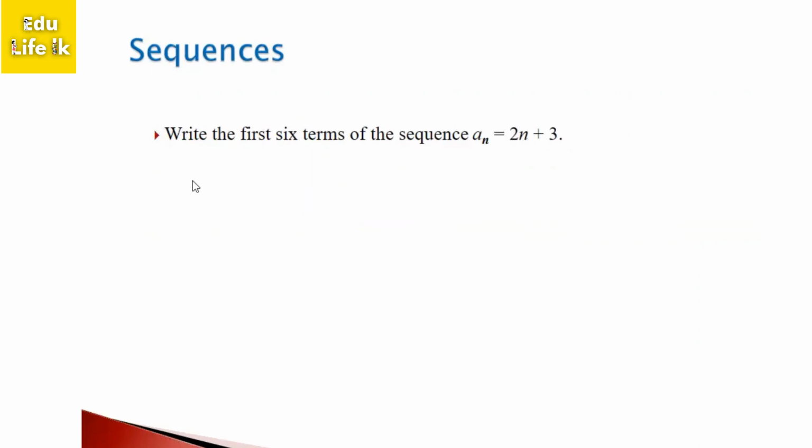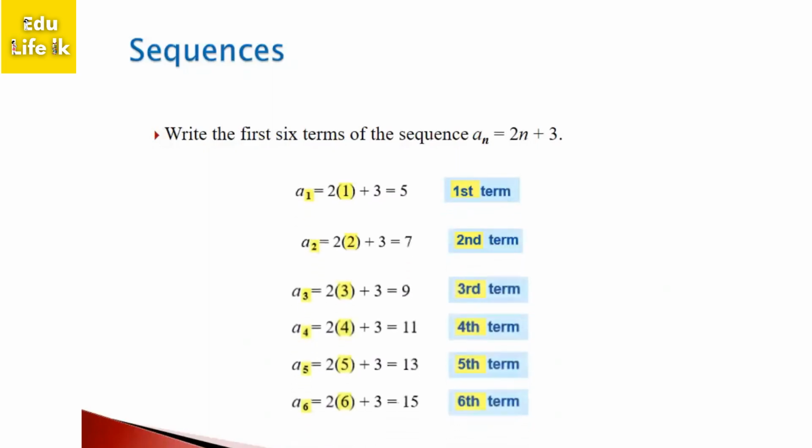Now look at this example. Write the first 6 terms of the sequence a_n equals 2n plus 3. Now you can see the first term, second term, third term, up to the 6th term. Here, substitute 1 for n, then you can get the first term. Similar to that, you can find the terms of the sequence.